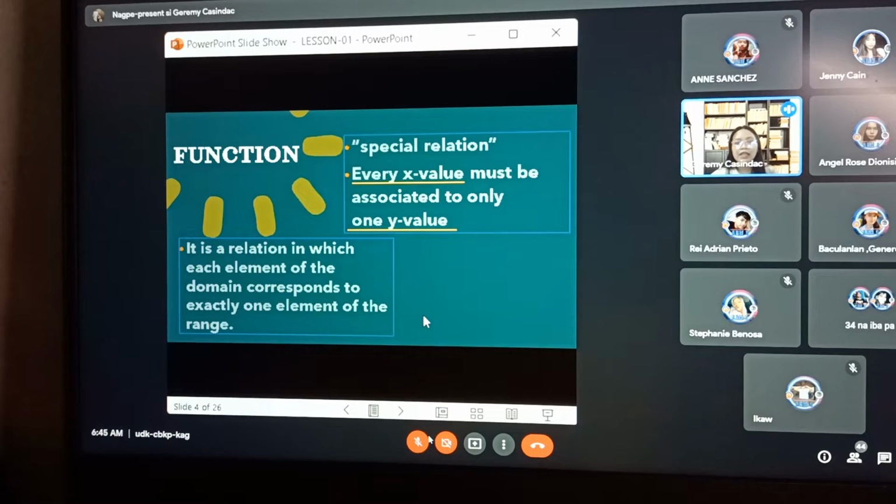So, lagi niyong tatandaan that not all relations are functions. So, we need to prove if the relation is a function or not. Okay? So always remember that a function is a special relation in which every x value must have only one y value. Okay?